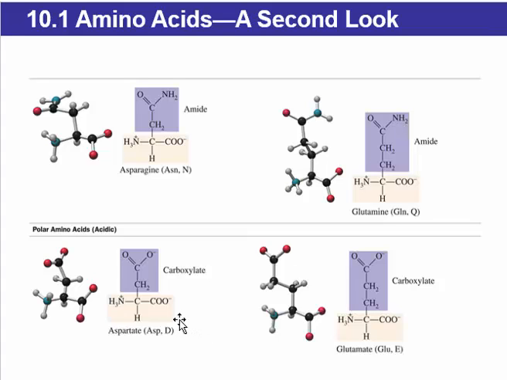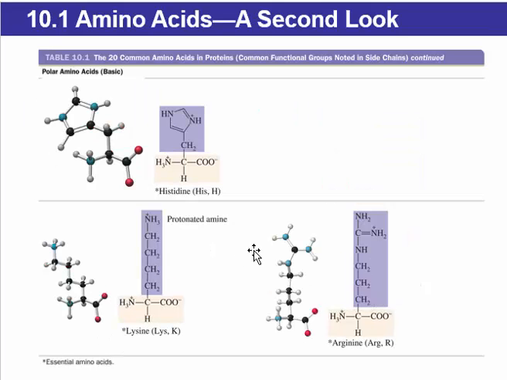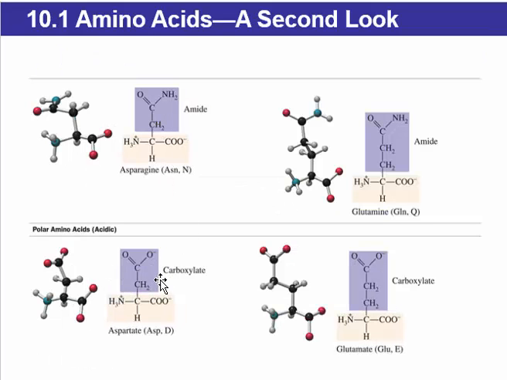There are also amino acids that have a carboxylic acid side group. These are known as polar acidic amino acids. And then there are 3 that have basic side groups, and those are protonated, and so they have a positive charge. And the carboxylic acid amino acids in the side chain are negatively charged.